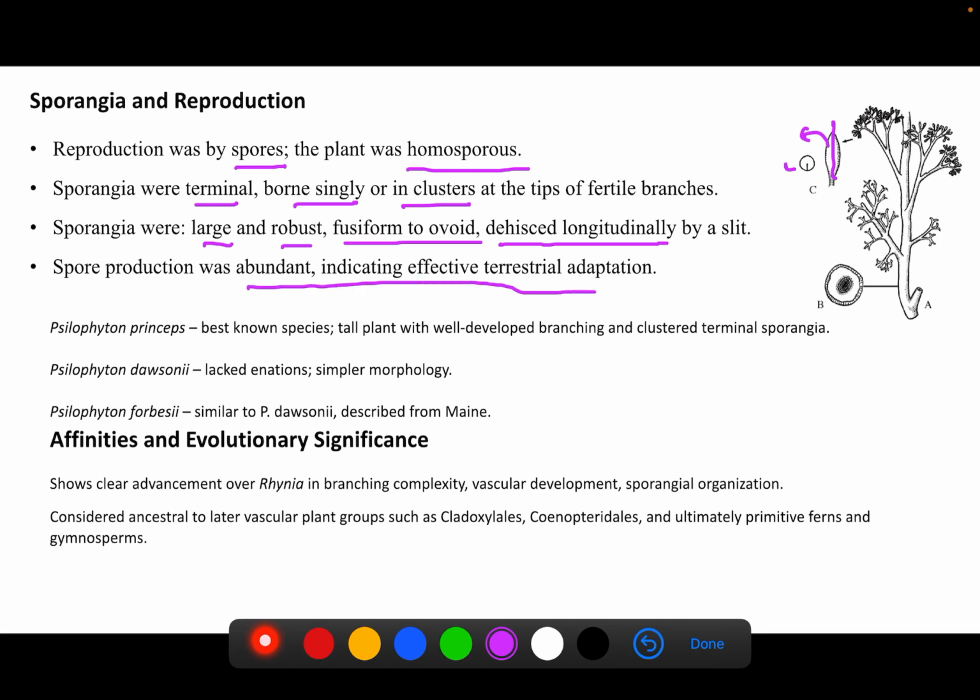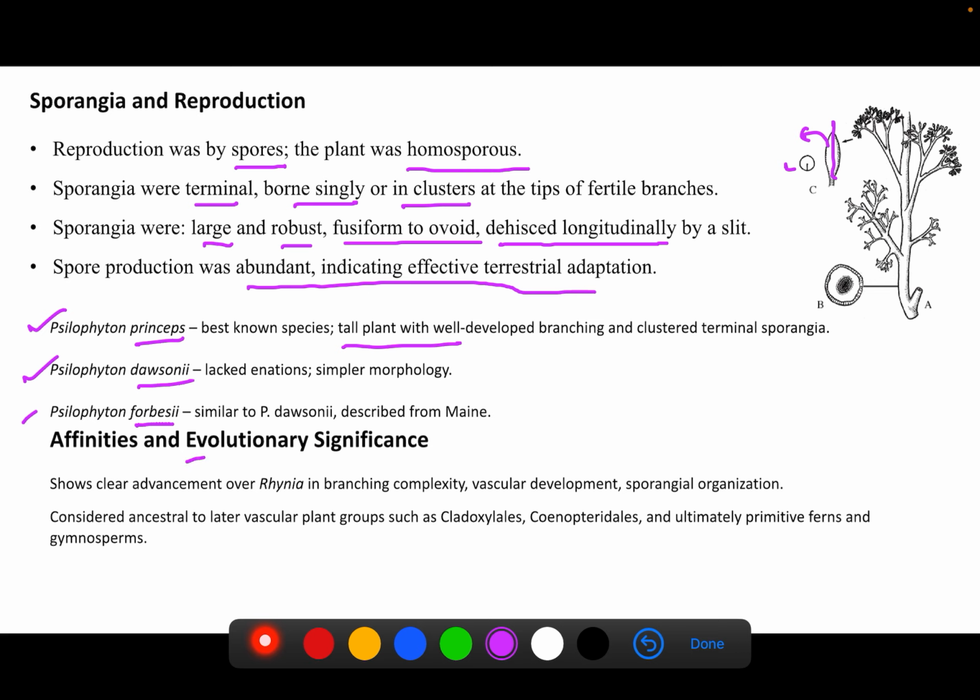So these are the three species which are described: Psilophyton princeps, Psilophyton dawsonii, and Psilophyton forbesii. This is the best known species, a tall plant. I have made a comparative account of these three. We can see it in the last slide.